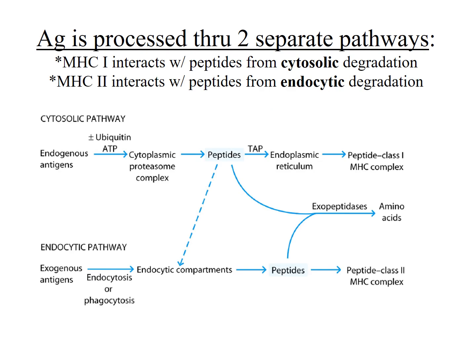Antigens are processed through two separate pathways: one is cytosolic degradation and another is endocytic degradation. In cytosolic degradation, the endogenous antigens form complexes with the cytoplasmic proteasome in the presence of a protein called ubiquitin and ATP. There it will form peptides.